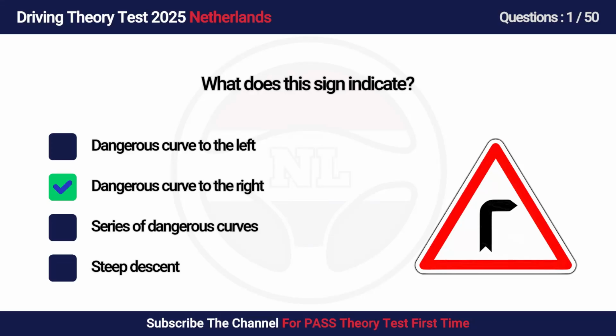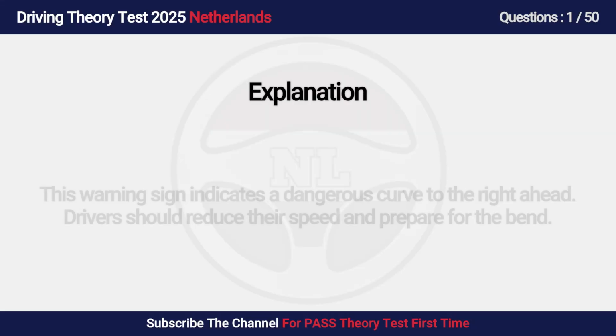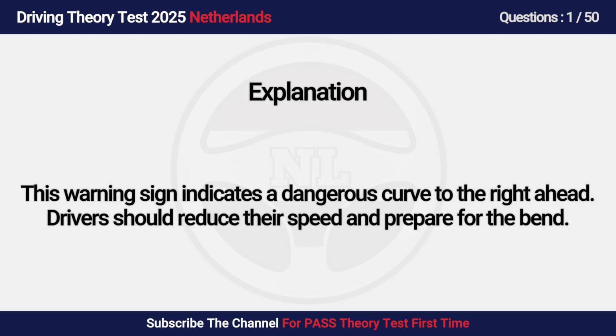Answer is B. Dangerous curve to the right. This warning sign indicates a dangerous curve to the right ahead. Drivers should reduce their speed and prepare for the bend.